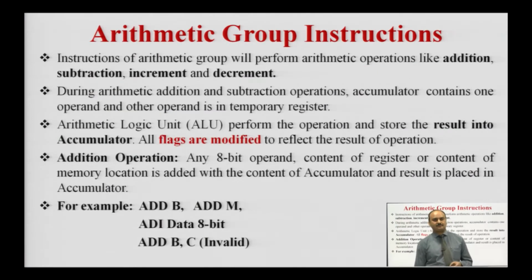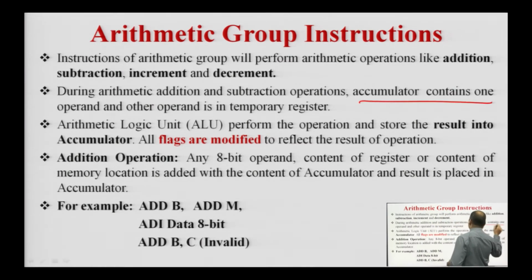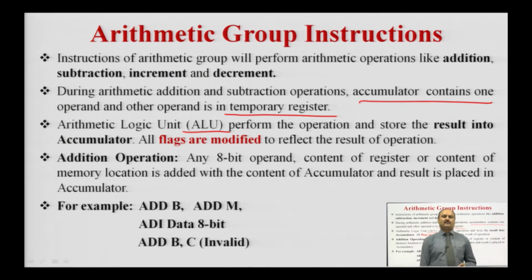The next group of instructions is the arithmetic group. The instructions of the arithmetic group will perform arithmetic operations, that is, addition, subtraction, increment and decrement. During arithmetic addition and subtraction, remember that the accumulator contains one of the operands and the other operand is given by the temporary register. This operation is performed with the help of the arithmetic and logic unit of the 8085 microprocessor. All flags are modified to reflect the result of the operation.